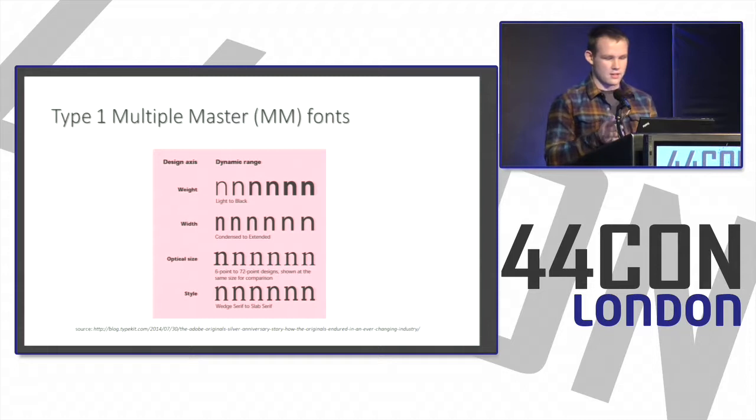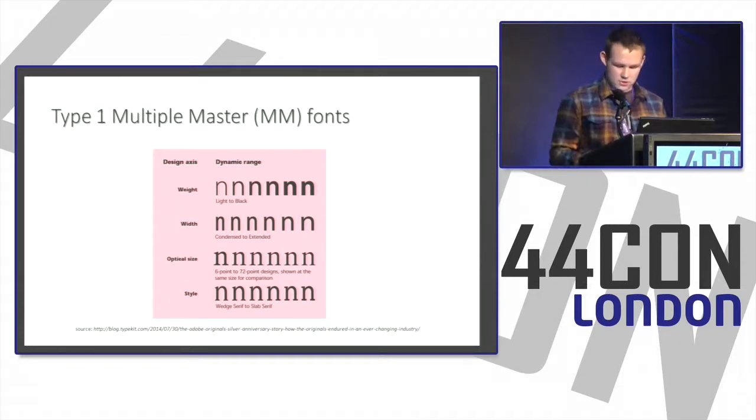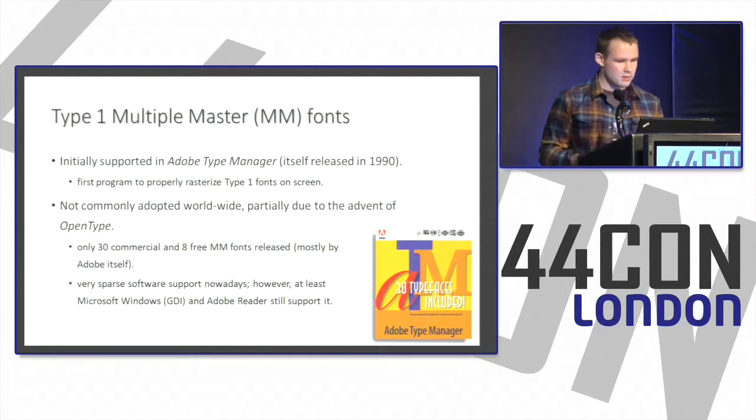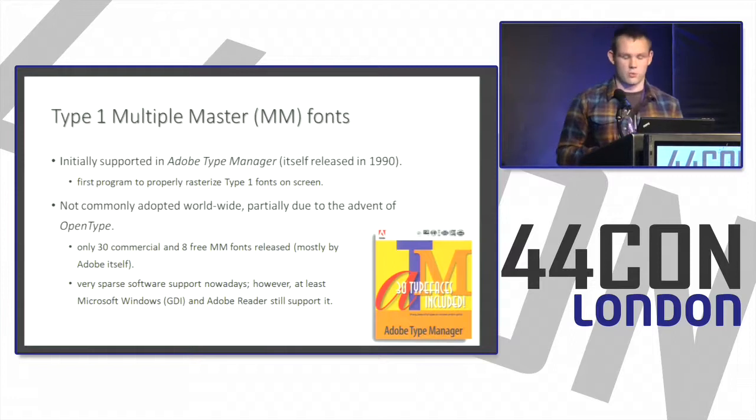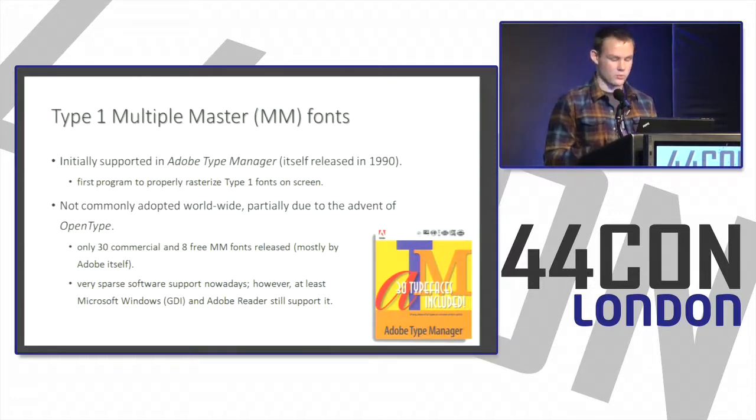You could basically have a continuous set of different properties of the characters. So multiple masters as an extension was supported by Adobe Type Manager, which is the software released by Adobe to actually rasterize the fonts. It was the first program to properly rasterize Type 1 fonts on the screen. But unfortunately, multiple masters was not really commonly adopted worldwide, and this was partially caused by the fact that OpenType, which was a newer format, was adopted worldwide, and it basically took over the market.